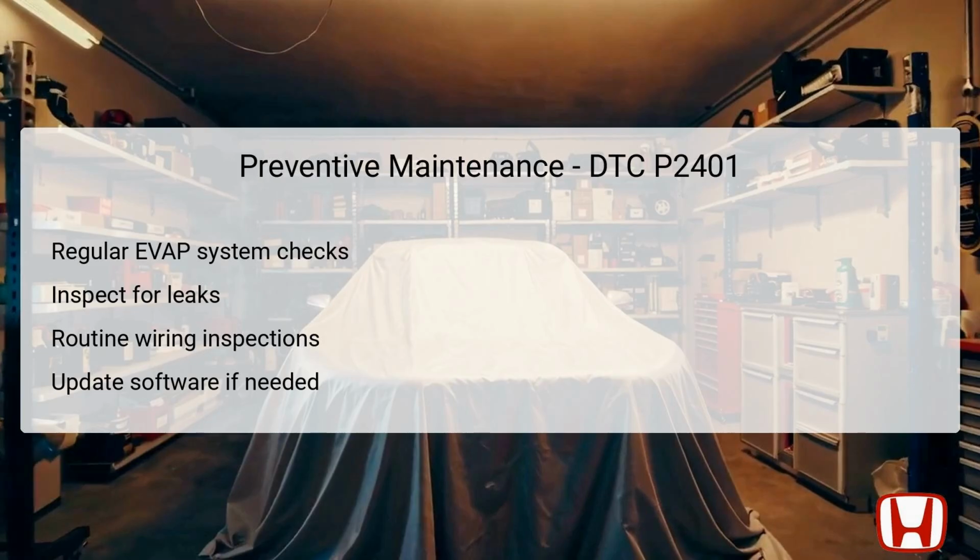Regular checks of the entire evaporative emission (EVAP) system are essential. This includes assessing lines and connections for any potential leaks or signs of wear that could lead to malfunctions. In addition, routine inspections of wiring, specifically that related to the EVAP leak check module, should be performed regularly to prevent shorts or breaks in the circuit.